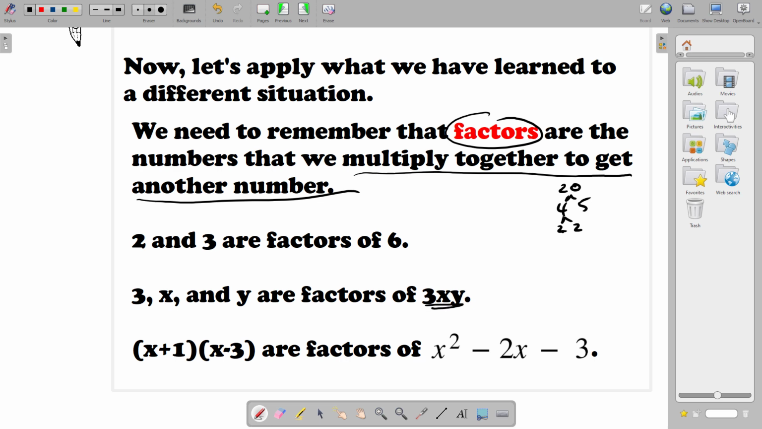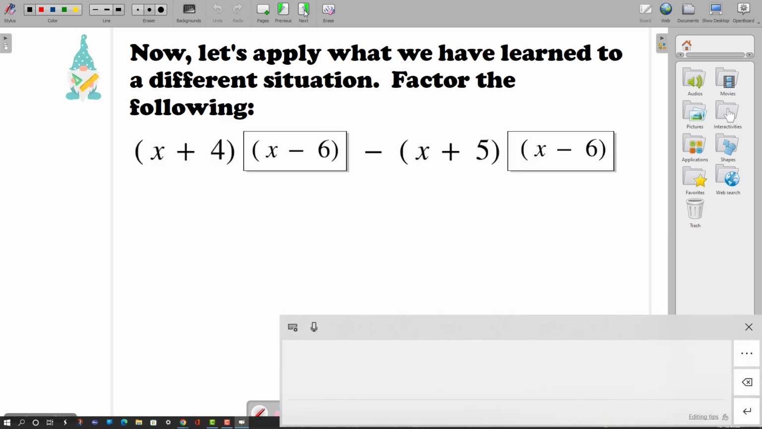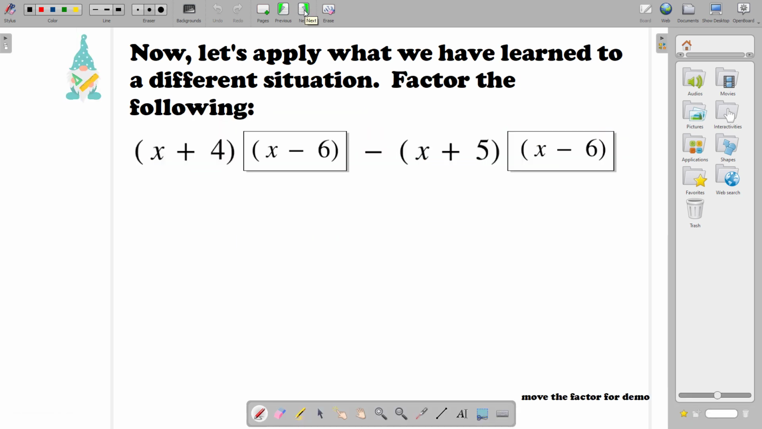3x and y are factors of 3xy. And x plus 1 times x minus 3 are factors of this trinomial. If we use FOIL method or distributive, x times x is x squared, x times negative 3 is a negative 3x, positive 1 times x is plus x, that gives us our negative 2x, and positive 1 times negative 3 is negative 3. So x plus 1 and x minus 3 are factors of x squared minus 2x minus 3. We're going to need that in order to simplify or factor problems that look like this.